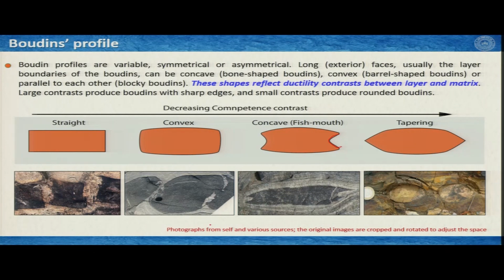Here I have given some examples. So, as you can see here, these faces are pretty much straight, also this. So, these are straight faces, these are convex, as you can see here. Then concave or fish mouth, you can see here, this is the shape of the Budin, and then tapering, you can see here, it is exactly like this, and also the next one. Now, these photographs I took from a large image, so I have cropped it, and I also rotated them to adjust the shape.